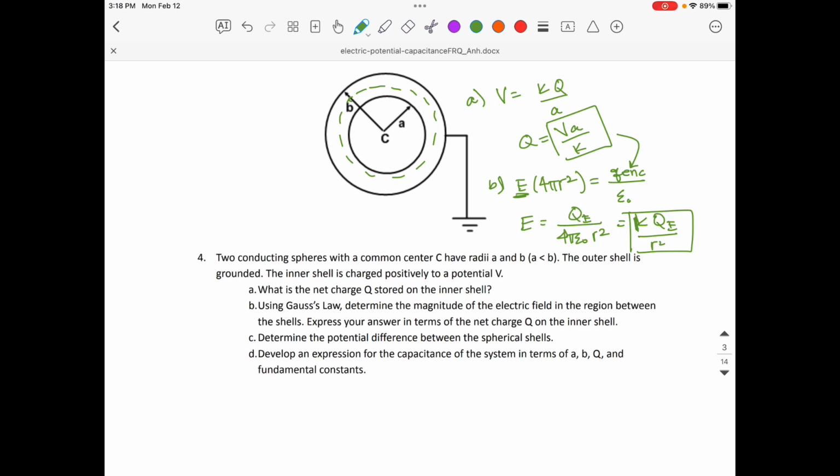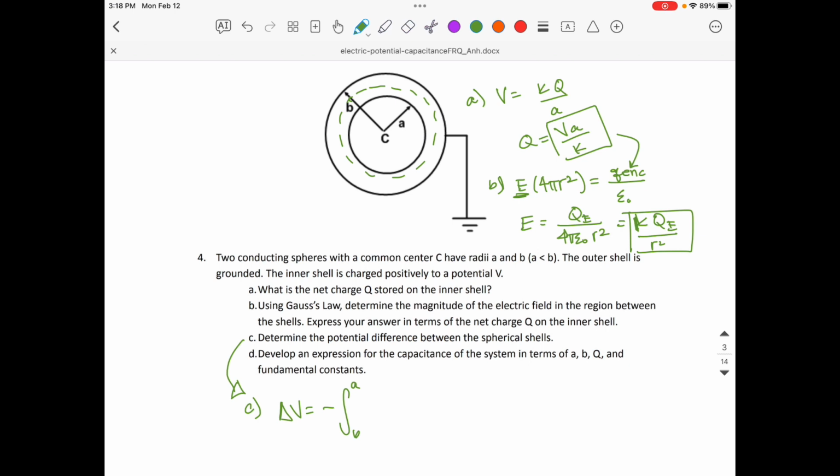For part C, it says determine the potential difference between the spherical shells. Well, we're going to use our equation. So this is C, that delta V is equal to the negative integral. And I always start from the higher potential or the higher radius to the lower radius. I know that ends up giving me a positive charge.